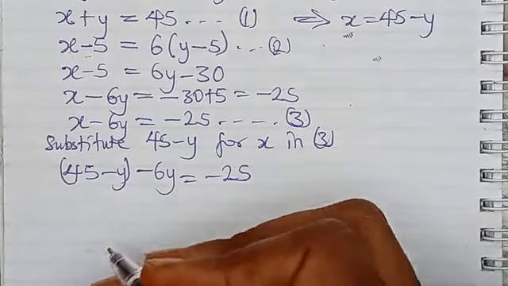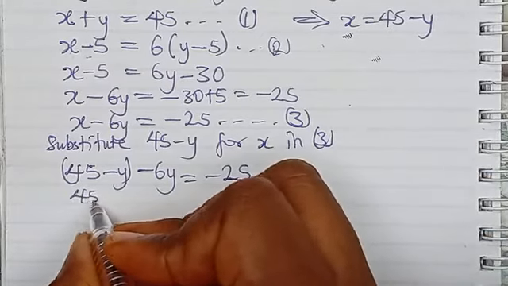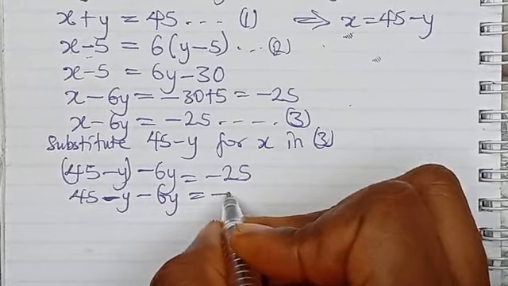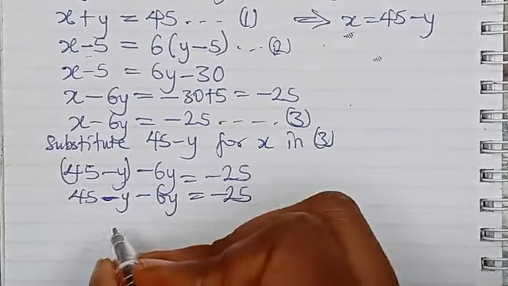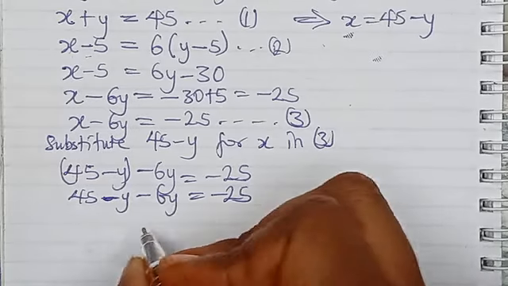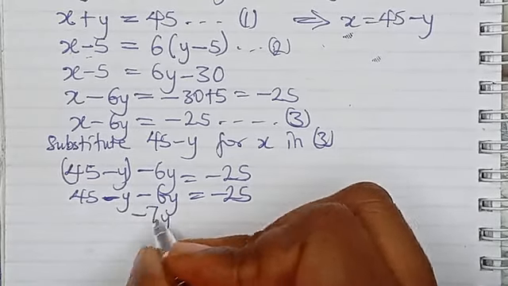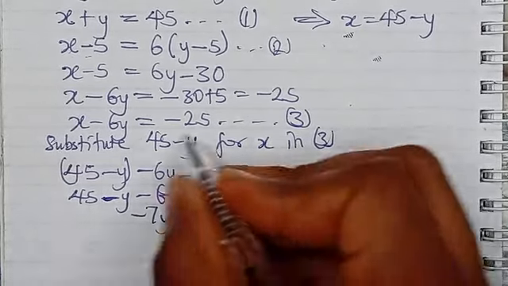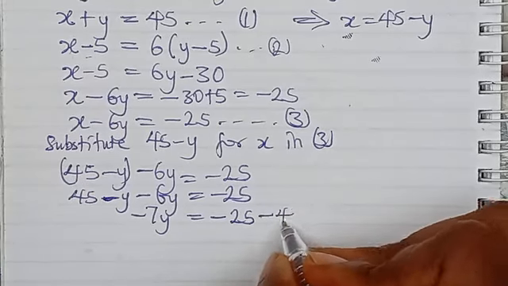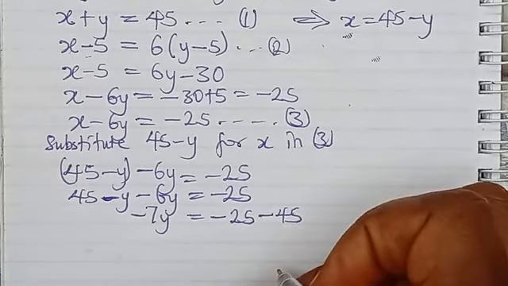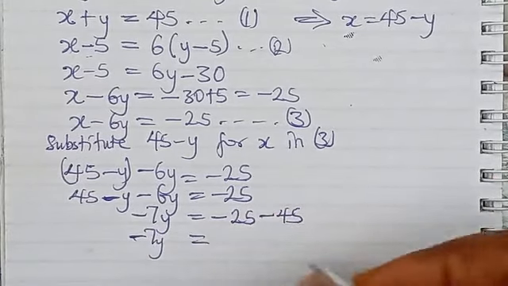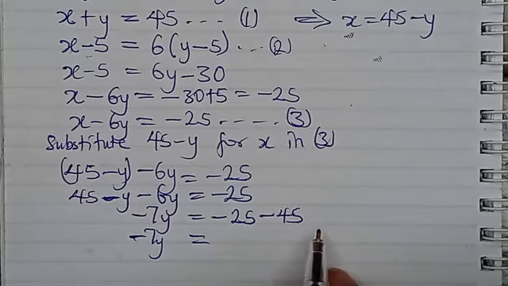When we open up brackets, it's just to collect like terms. We have 45 minus y minus 6y is equal to minus 25. Minus y minus 6y is minus 7y. And here we already have minus 25. 45 crosses over to be minus 45. Now we have minus 7y is equal to minus 25 minus 45.